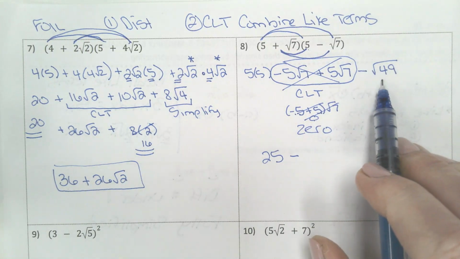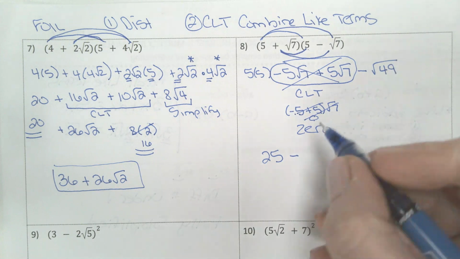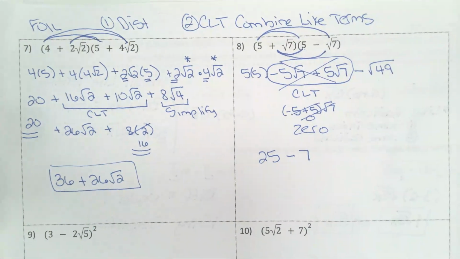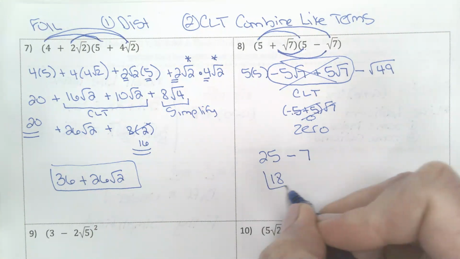And then I know that 49 is a perfect square. The square root of 49 is 7. And then 25 minus 7 equals 18.